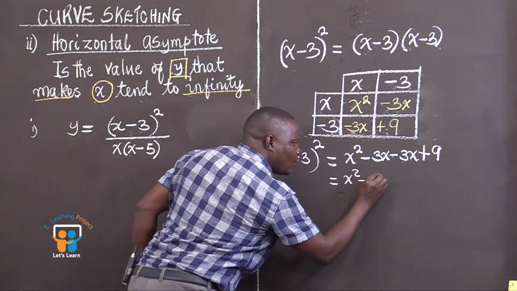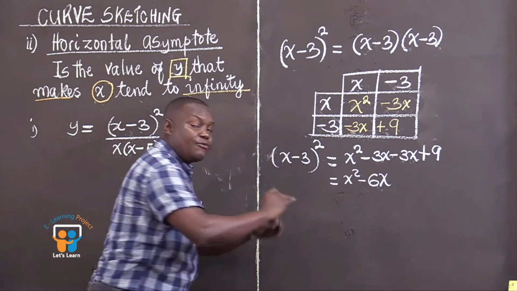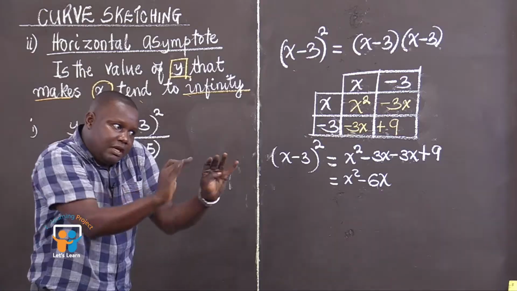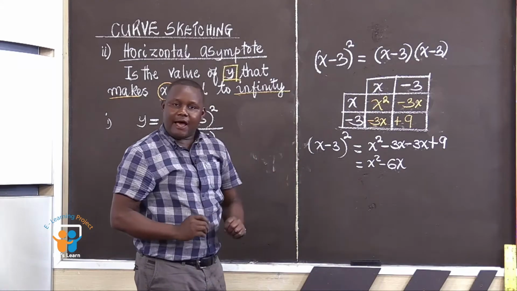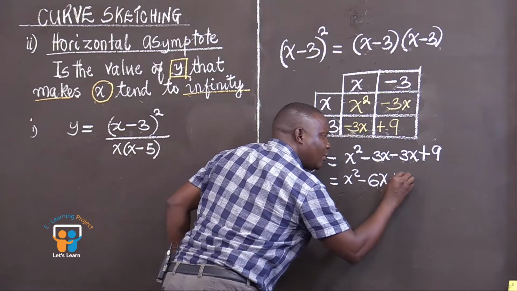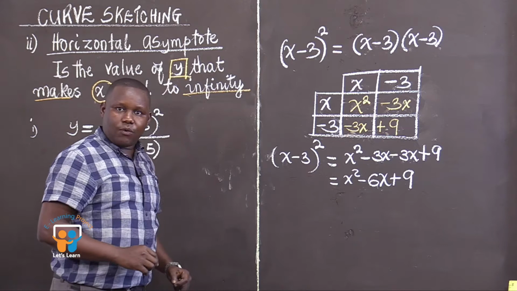You add these two, you get what? 6x. You've handled this one. Why? Because they come from the same family, so therefore they can mix up, they can join together. Are we together? Now the 9 is going to come back here because it's from a different family. Are we clear now? Very good.